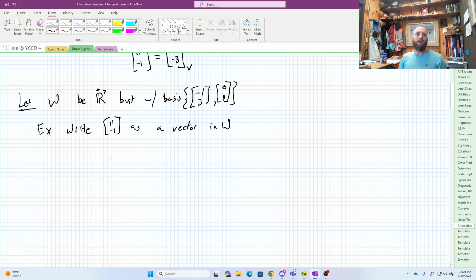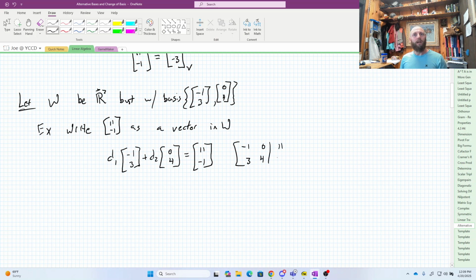Same thought, right? I'm going to have d1 times (-1, 3) plus d2 times (0, 4) giving me this new vector (11, -1). I'm going to convert this to a matrix system and row reduce it. So I get the matrix with columns (-1, 3) and (0, 4), augmented by (11, -1). We row reduce that, and what we end up with is that d1 and d2 are equal to -11 and 8.